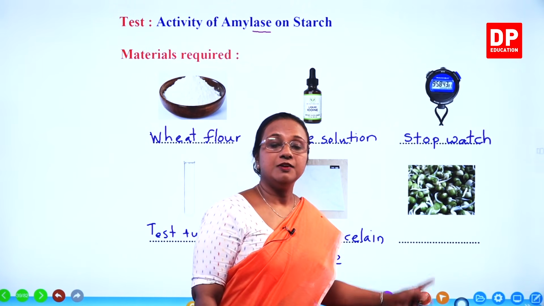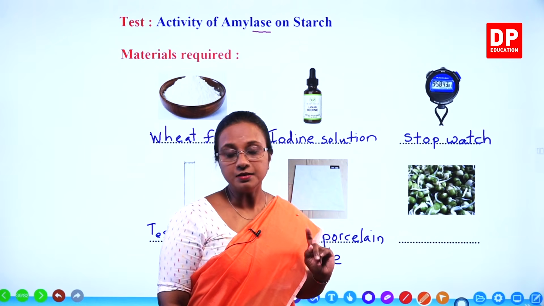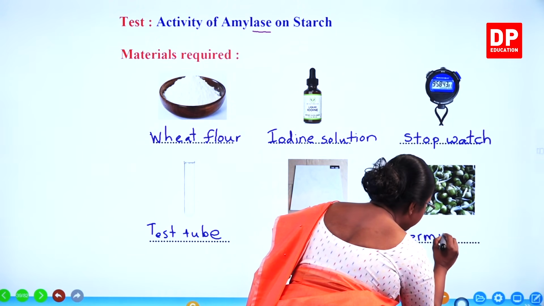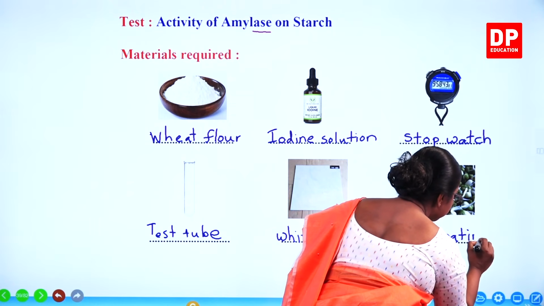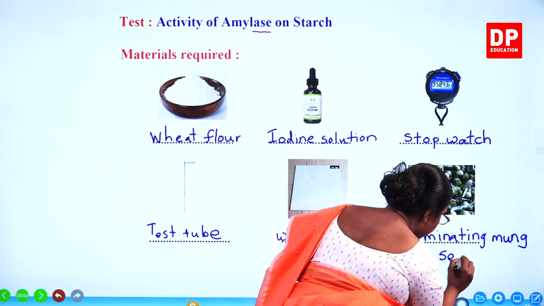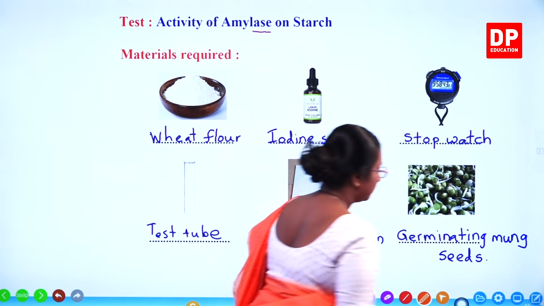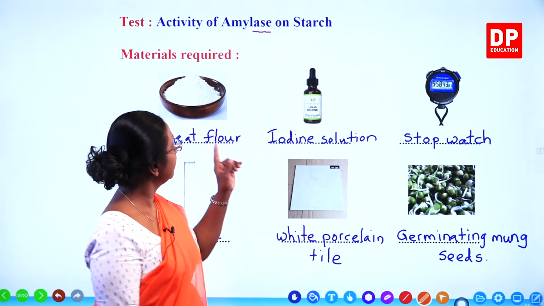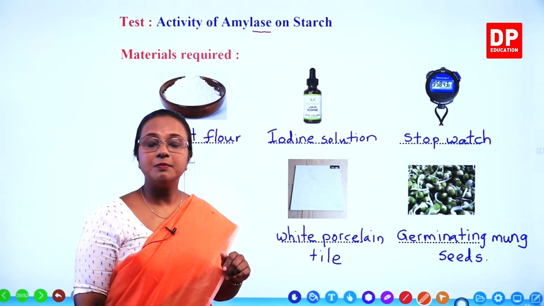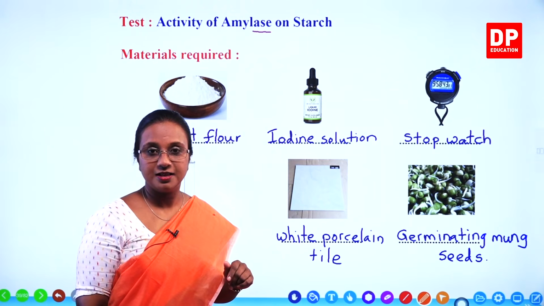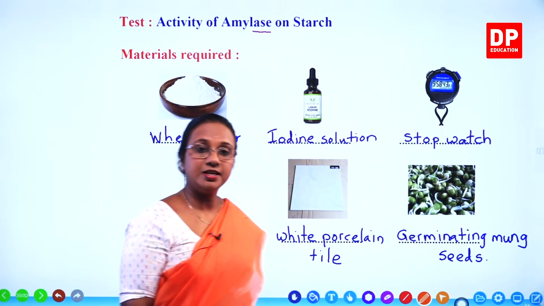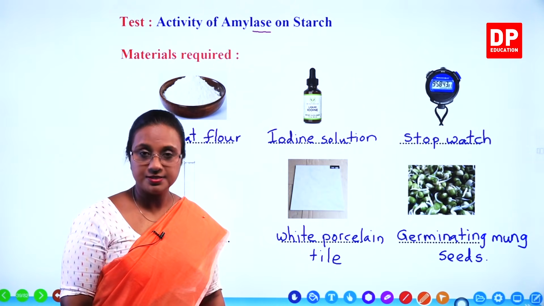And finally, we use germinating mung seeds. Now you will be wondering, we said the activity of amylase, and we don't have amylase as a material. Yes, you all are correct. That is why we are using germinating mung seeds.